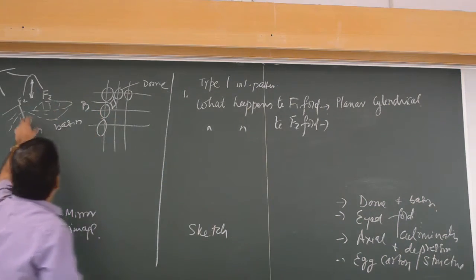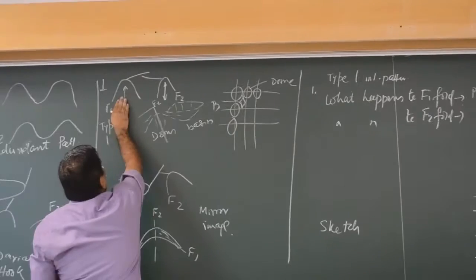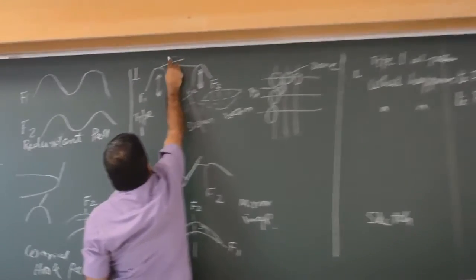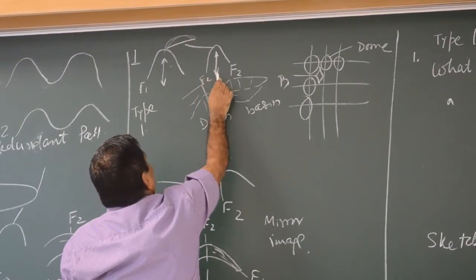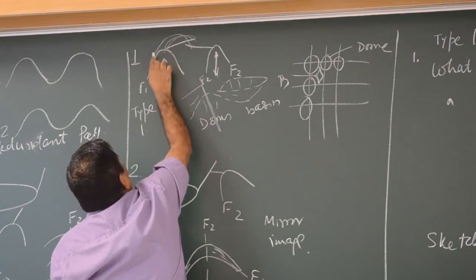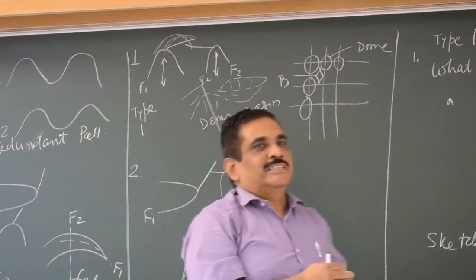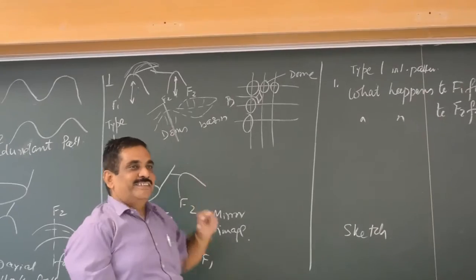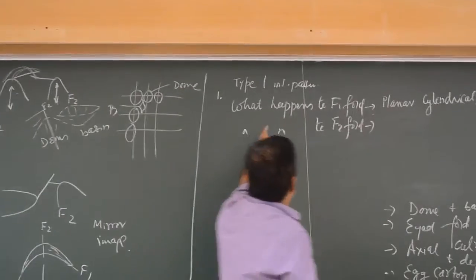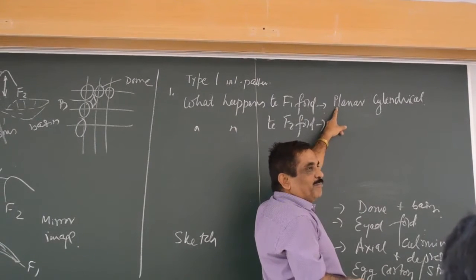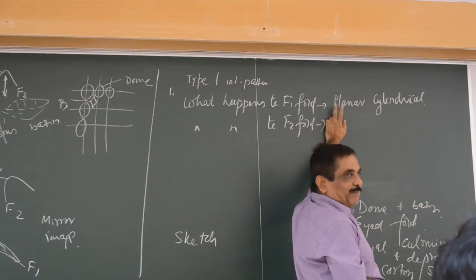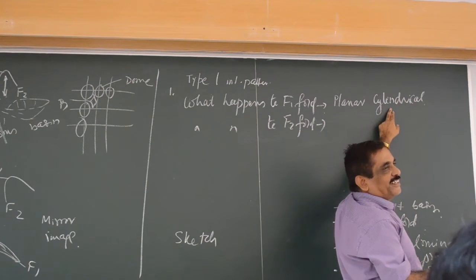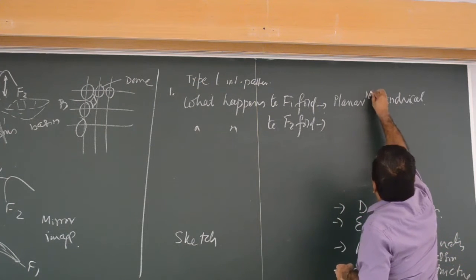Now you are seeing this interference pattern, the domes. This is the F1 fold, this is the F2 fold. After the interference pattern, this axis gets bent. Similarly, the F2 axis also gets bent like this. Both axes are bent, so that is about the axis. What about the axial plane? Is it straight or curved? What happens to the F1 fold? Is it planar? Planar refers to the axial plane. Planar, because the axial plane remains straight. Is it cylindrical or non-cylindrical? Non-cylindrical. This we have to understand.